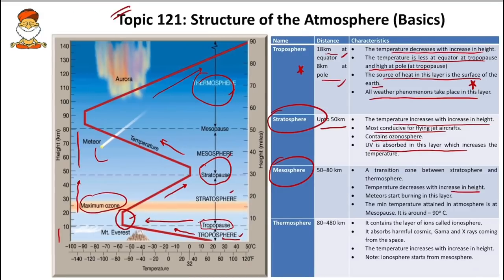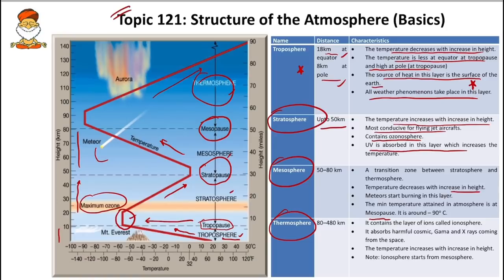The next important point is that the minimum temperature attained in the atmosphere is at the mesopause. You can see here, this is a transition line between the mesosphere and thermosphere. It is here where the minimum temperature is attained in the atmosphere. It is generally around minus 90 degrees Celsius.